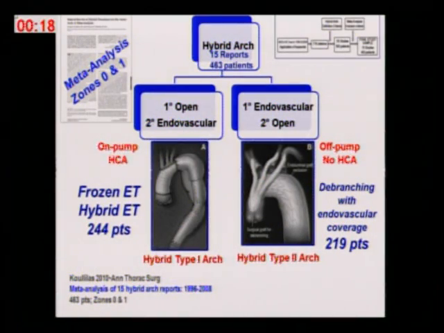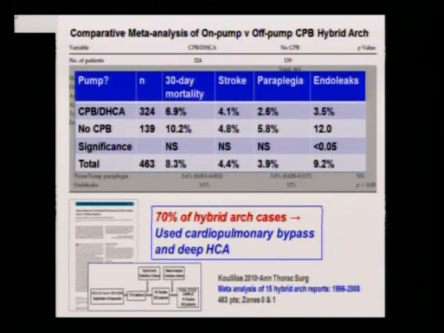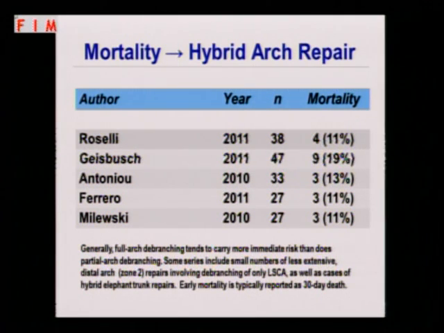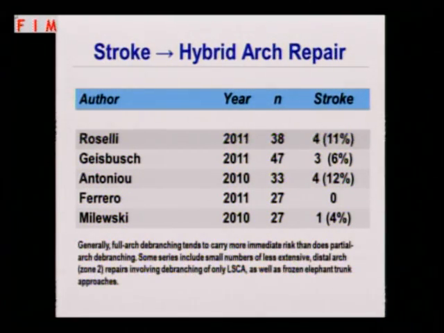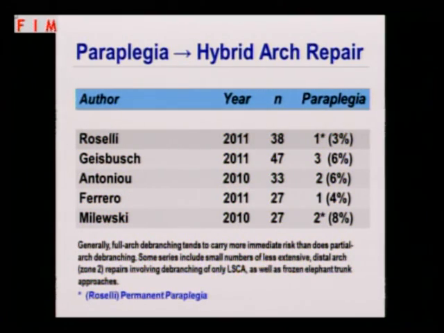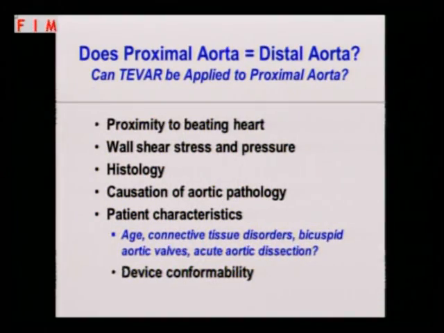This is a comparison by the group in Phoenix, where they looked at 244 patients with frozen hybrid on pump with hypothermic circulatory arrest, with the earlier type of approach that I mentioned, to a debranching off pump with 219 patients. And for all practical purposes, there was no significant difference between the two groups. For hybrid arch repairs, the mortality rate runs about 10%, the stroke rate runs about 5 to 10%, the paraplegia rate about 3 to 9%.